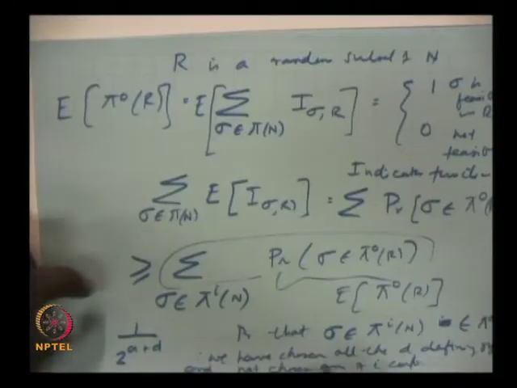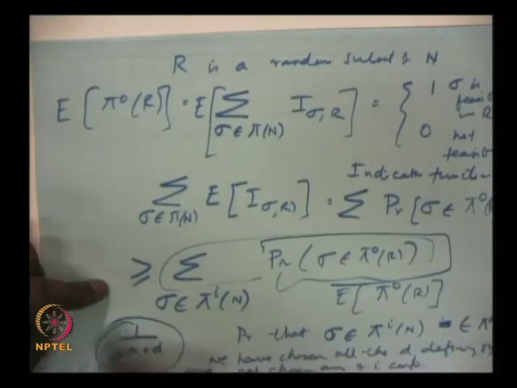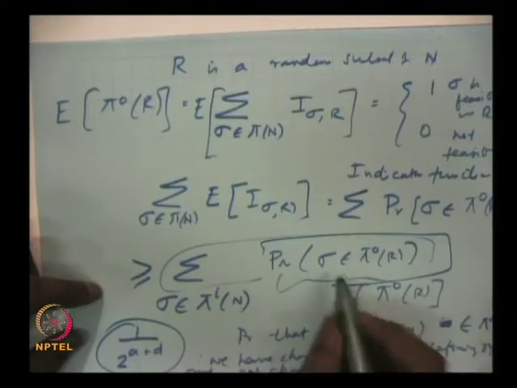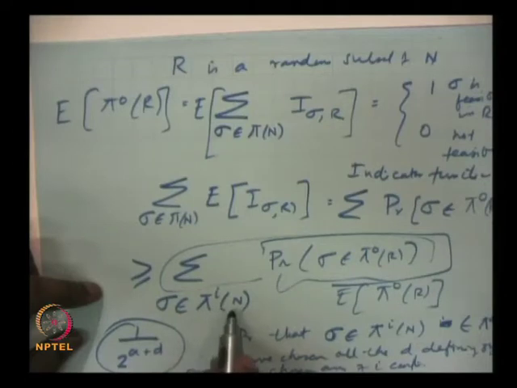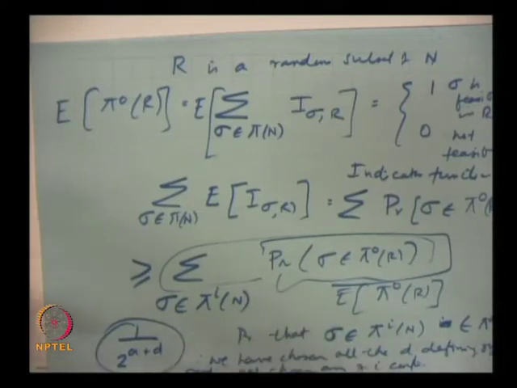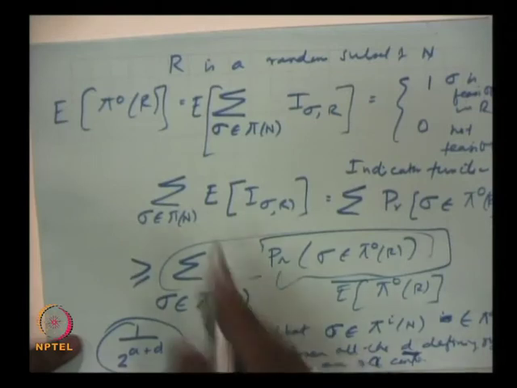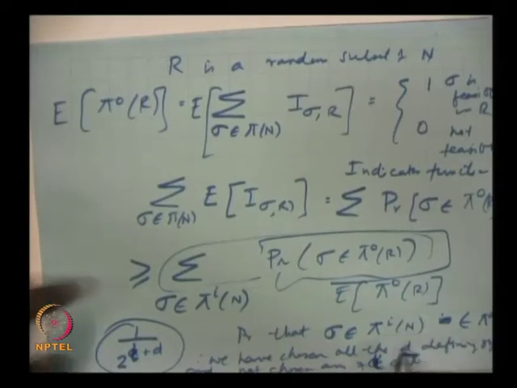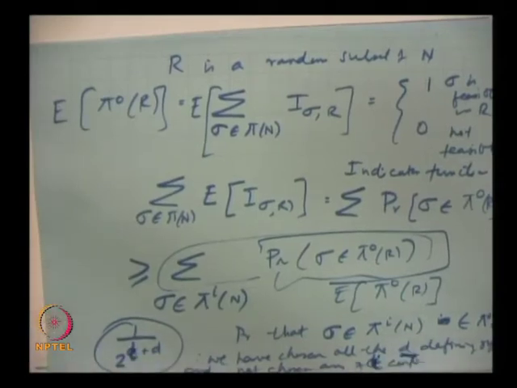The last line. So, this quantity I am claiming is this quantity. Why is it that? What is the probability that sigma belongs to pi 0 of R given that sigma belongs to pi I of n? It means that particular configuration is feasible in R, so we have chosen all the d defining objects, and we have not chosen any of the I conflicting objects. Sorry, I was using A here, so this would be I. So, that is 1 over 2 to the power I plus d, all the I plus d have to be chosen.